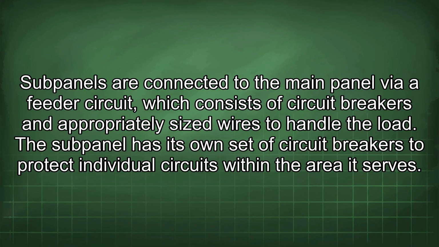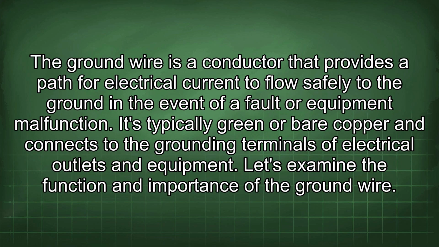Subpanels are connected to the main panel via a feeder circuit, which consists of circuit breakers and appropriately sized wires to handle the load. The subpanel has its own set of circuit breakers to protect individual circuits within the area it serves. The ground wire is a conductor that provides a path for electrical current to flow safely to the ground in the event of a fault or equipment malfunction. It's typically green or bare copper and connects to the grounding terminals of electrical outlets and equipment.